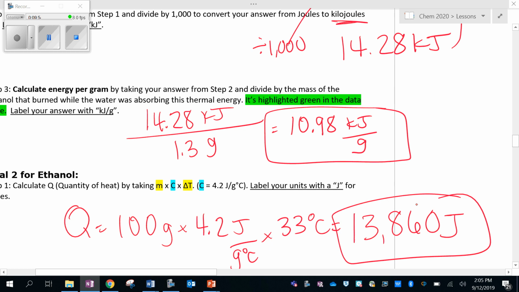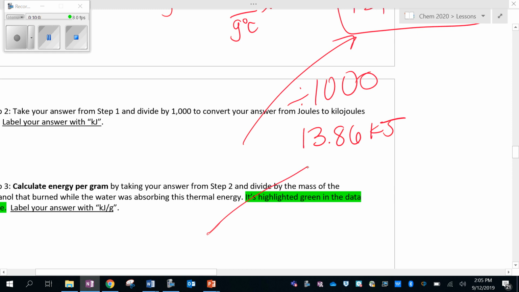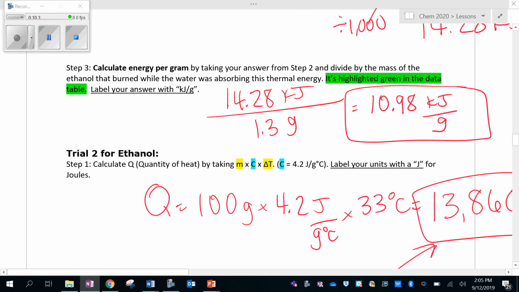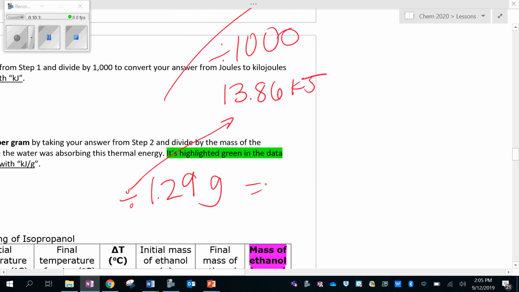Again, I'm going to divide that number by 1,000 to convert it into kilojoules, and that turns out to be 13.86. And I'm going to divide by how much mass was burned off, which was 1.29 grams. I'm going to double check. Yes, that's what I remembered from the table. So divide by 1.29, and that is 10.77 kilojoules per gram.